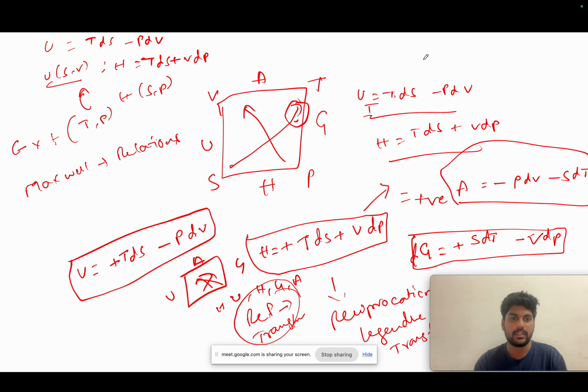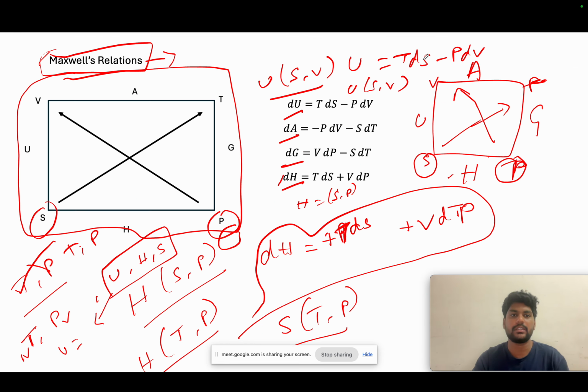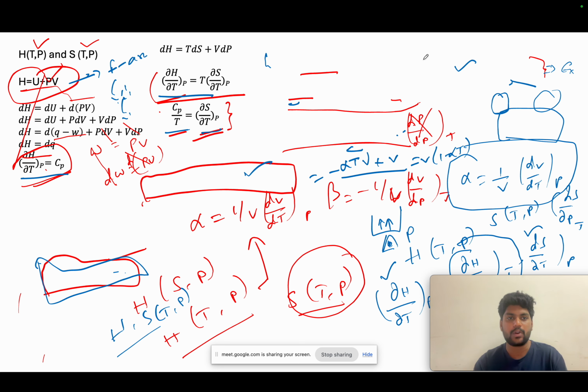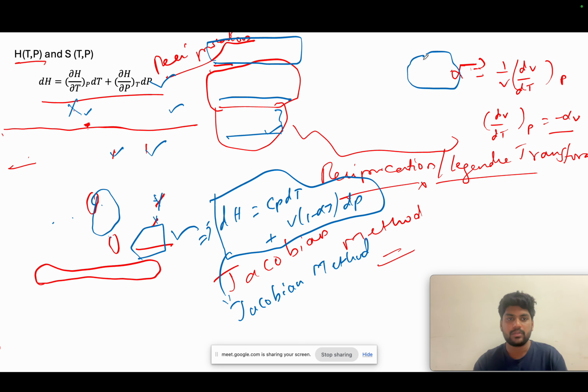This is the Maxwell way, where you can see the diagram with the plus or minus signs. If you go to the previous videos, you can understand how to do the Maxwell relations. Once the Maxwell relation is done, you can use the Jacobian, which is the easiest one, to figure out how to do the T comma P and T comma P for the entropy and enthalpy.